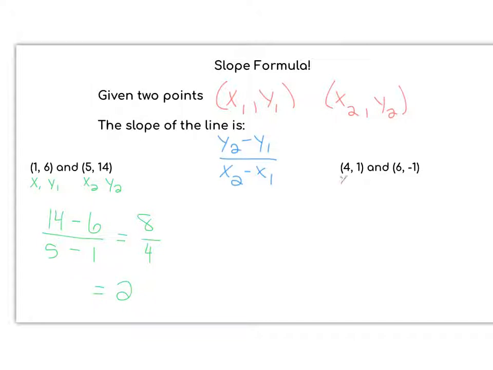All right, so let's look at the next one. I label my first one x sub 1, y sub 1, and my second point x sub 2, y sub 2. Then I do y sub 2, that's negative 1, minus y sub 1, that's 1, over x sub 2 is 6, minus x sub 1 is 4. So negative 1 minus 1 is negative 2, 6 minus 4 is 2, and negative 2 over 2 is negative 1. Now, notice that the slope formula involves subtraction, and if we are going to make an error in any operation, it's going to be subtraction. So we have to be very careful with the slope formula because of subtraction.